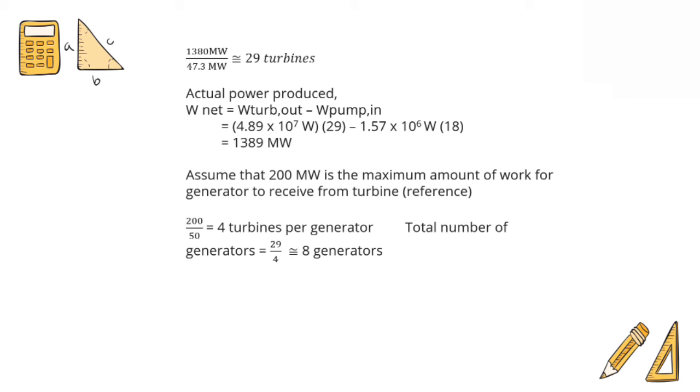From a reference, we are assuming that the maximum amount of work for a generator to receive from a turbine is equal to 200 megawatt. Based on that information, we found out that 4 turbines are needed for each generator. And since we have 29 turbines, the total number of generators that we need will be 8 generators.